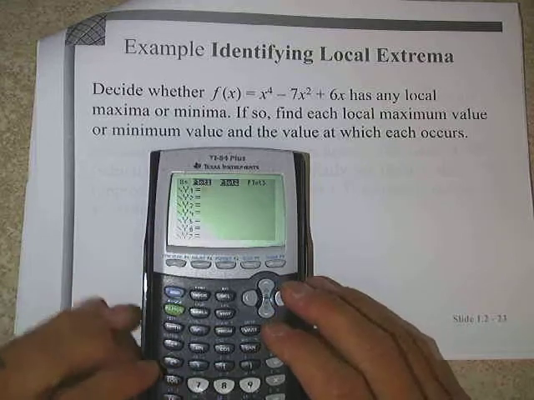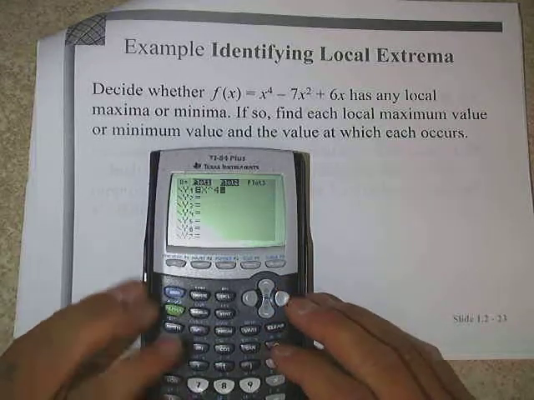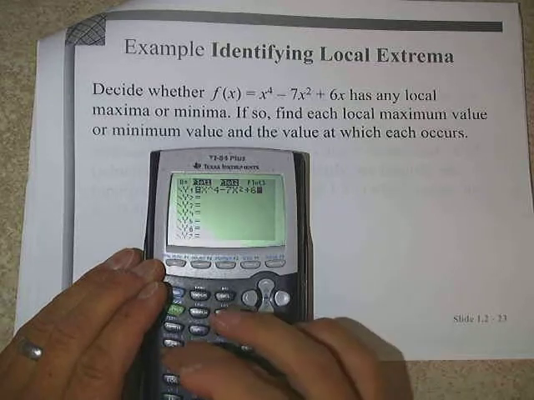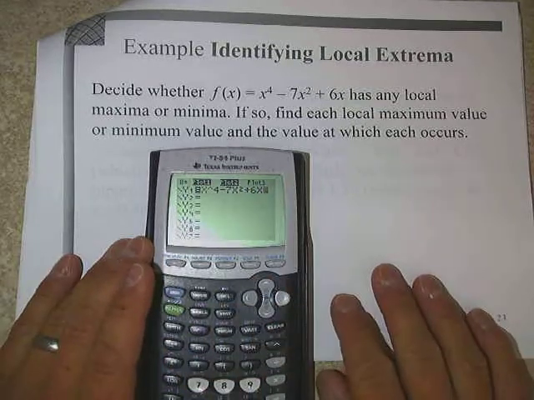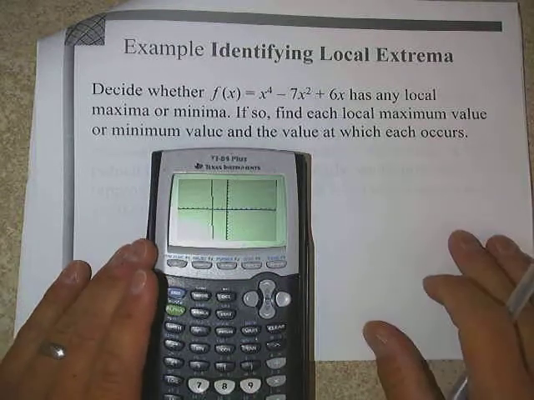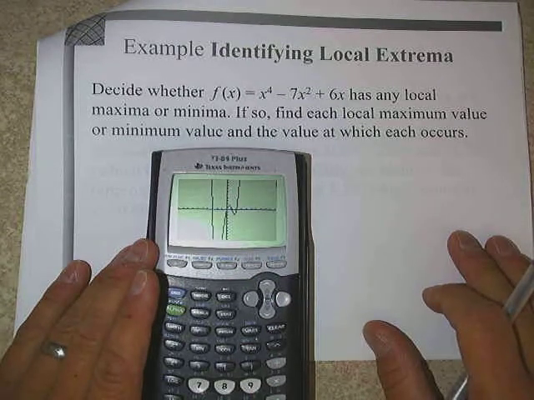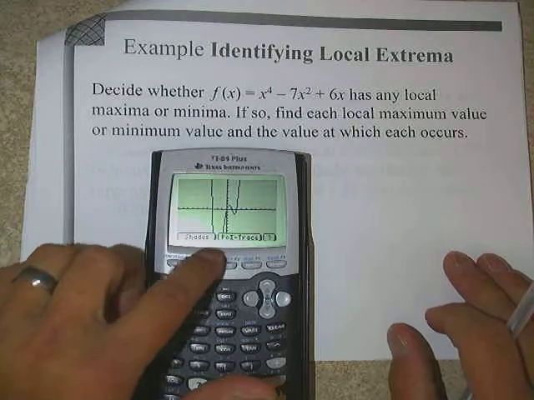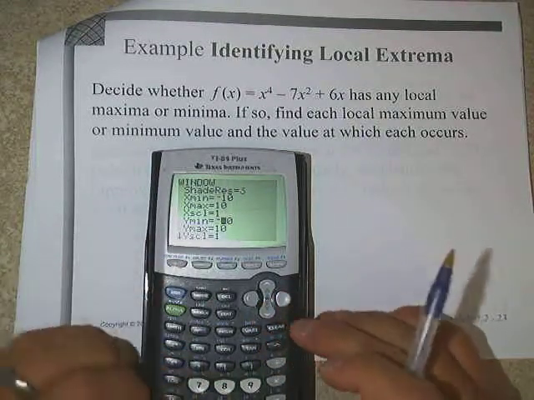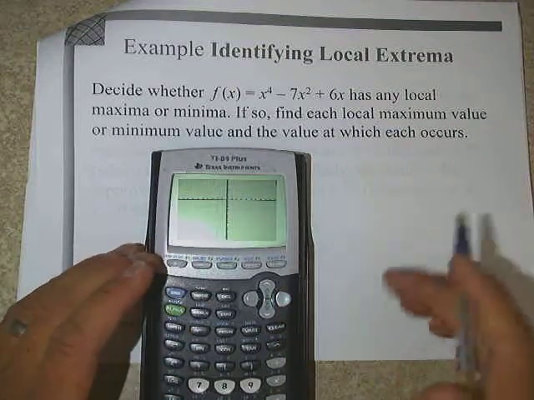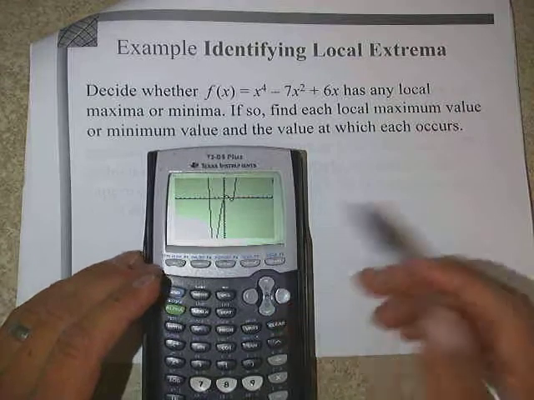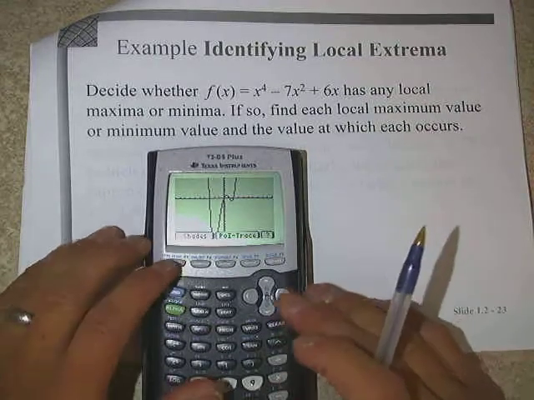All right, let's take a look at this function. We have a quartic function, fourth degree, and we're going to look at the picture of it. So we have x to the fourth minus 7x squared plus 6x. And if we do zoom 6 here, let's see what we see. Okay, so we can see part of it here. We can't see the bottom of it, so I'm going to change my window a little bit and make it go down lower. So I'm going to change my y-min to negative 20.